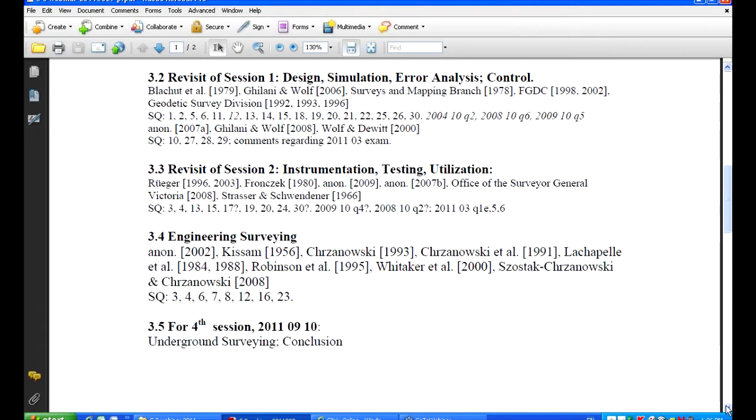So I'm now going to make a few comments regarding the list that's in the learning outcomes. So, Anonymous 2002 is an engineering manual from the U.S. Army Corps of Engineers, which is available as a PDF to download, and it is a very comprehensive overview of a lot of the material that's in this particular portion.